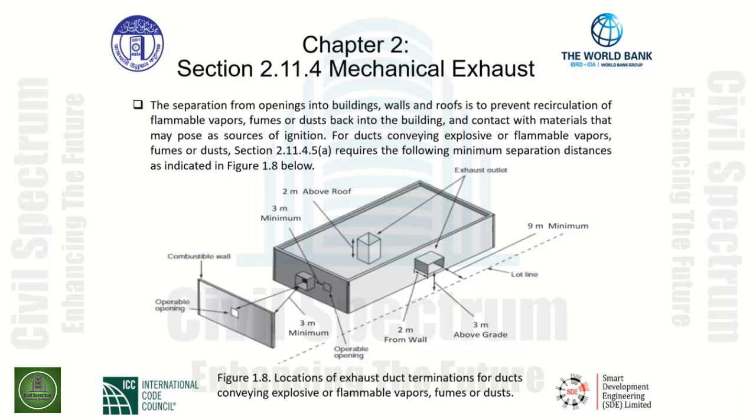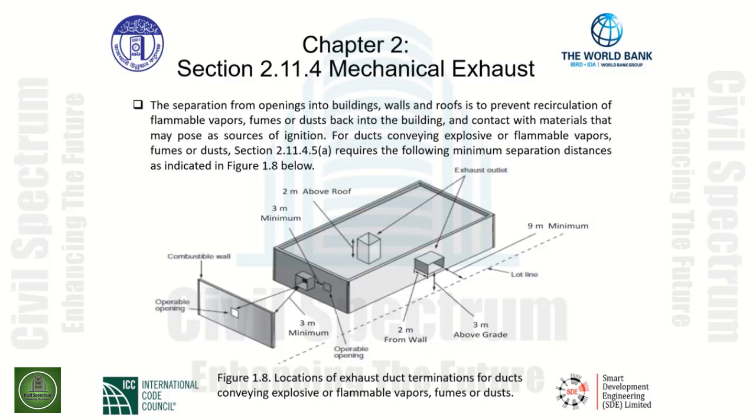If we look at this particular building, it gives us the locations where our exhaust duct terminations must be at a minimum. If we look above the roof, we need to be at least 2 meters above the roof for our exhaust duct termination. From the side of the building, we need to be at least 9 meters away from the lot line. We need to be 3 meters above grade and 2 meters away from the wall.